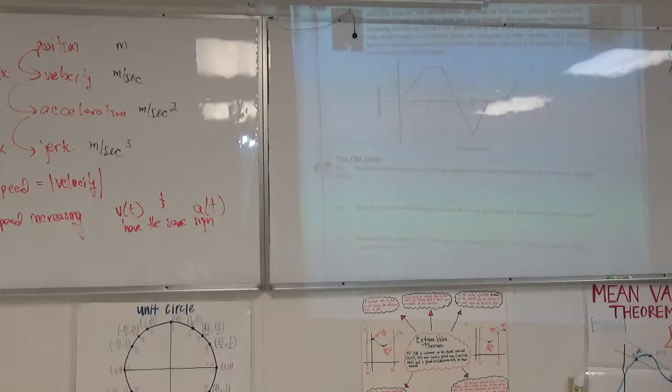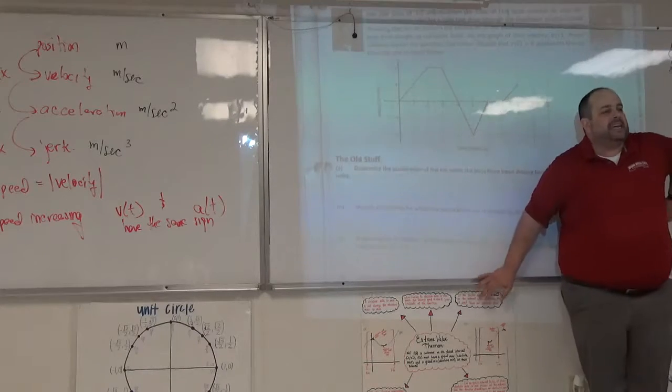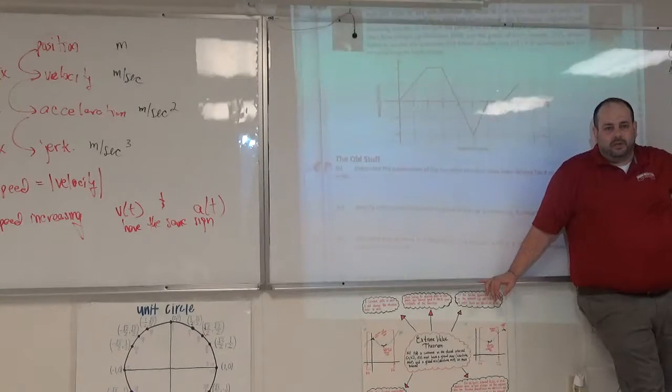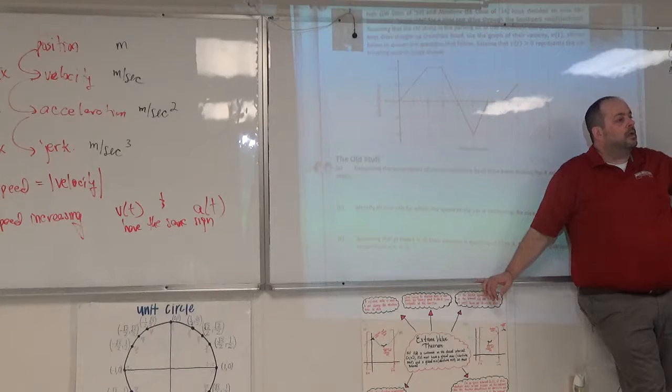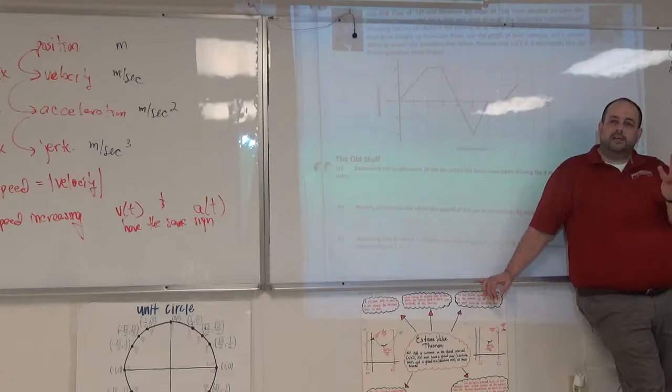Part B: identify all the intervals where the speed of the car is increasing. Looking at the graph, where does the speed have to be increasing? How would you make this decision? Myra, what would you do? Make sure the acceleration and velocity are the same sign. Okay, we need acceleration and velocity to have the same sign, right?